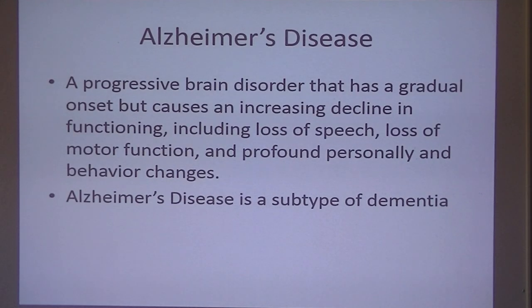So Alzheimer's disease. This is the most common form of dementia. It is an irreversible, progressive brain disease that slowly destroys memory and thinking skills. Also loss of speech and motor function, and eventually the ability to carry out the simplest tasks of daily living.